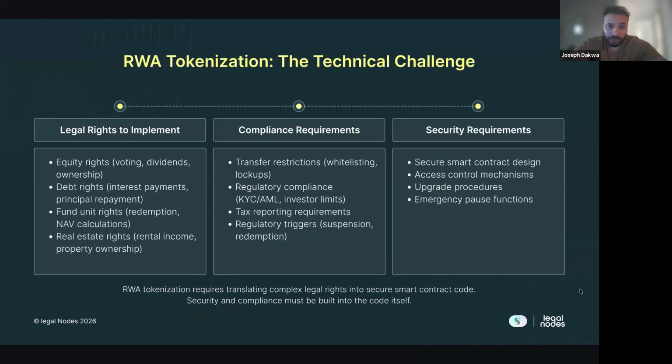And then, of course, we have to focus on probably the most core part, which is the security. And it's inclusive of the design of your smart contract infrastructure. And that includes access control mechanisms, if at all applicable, upgradability, which we'll come on to shortly. And then emergency pause functions. Again, we'll touch on that as well.